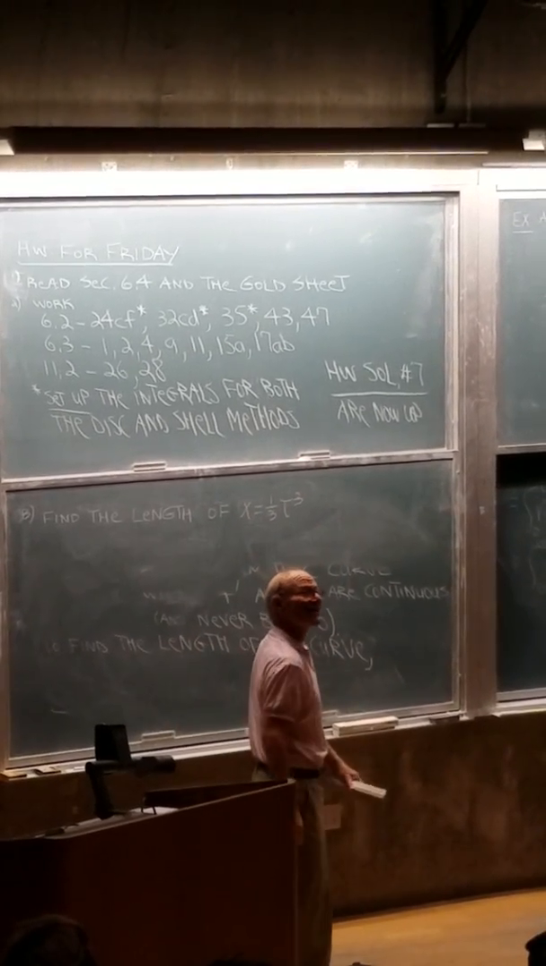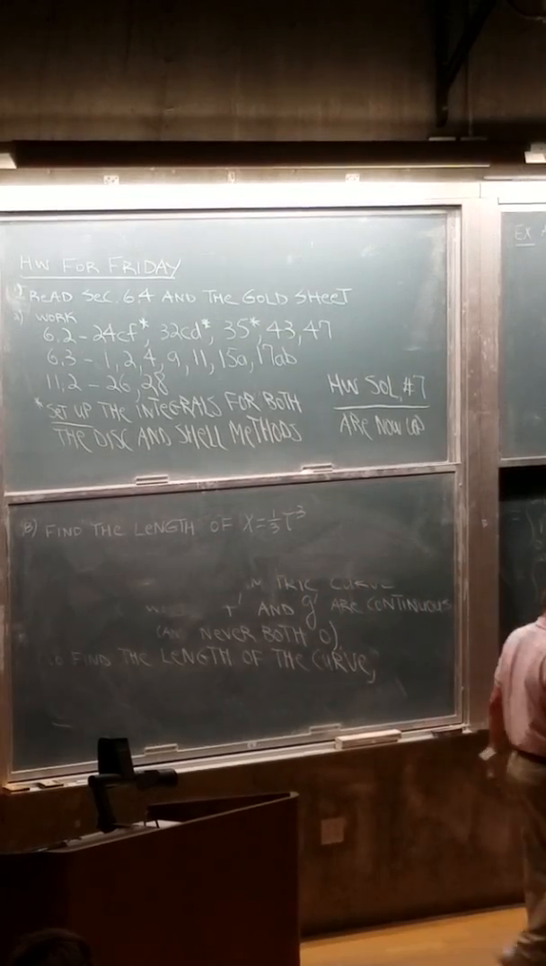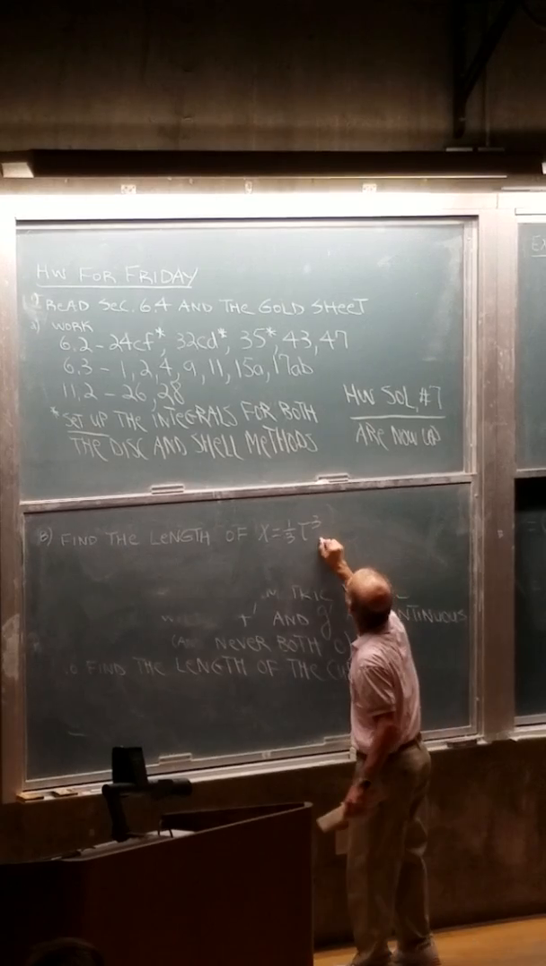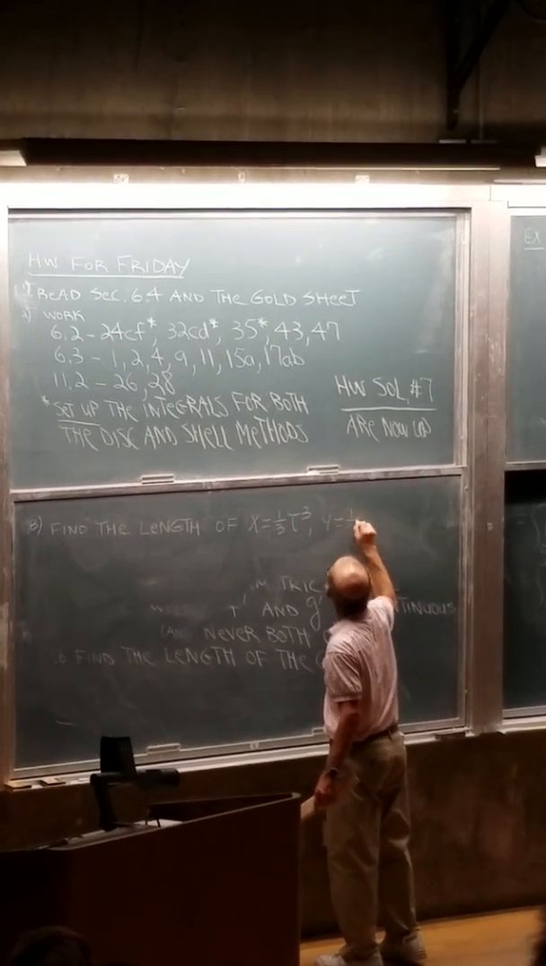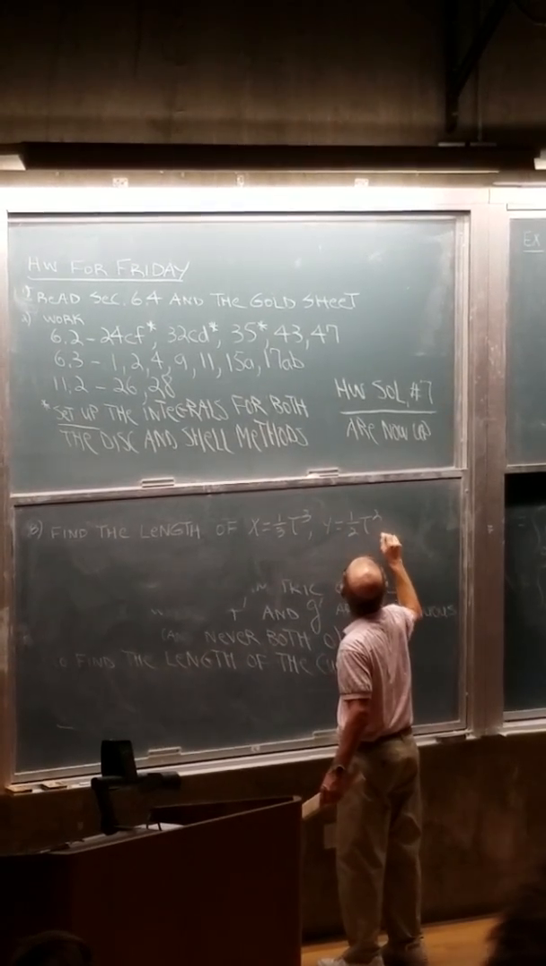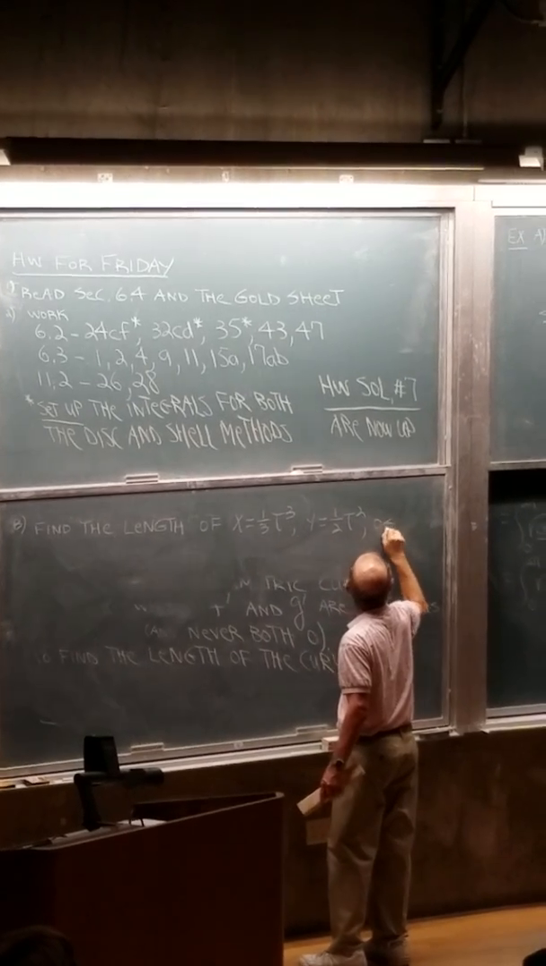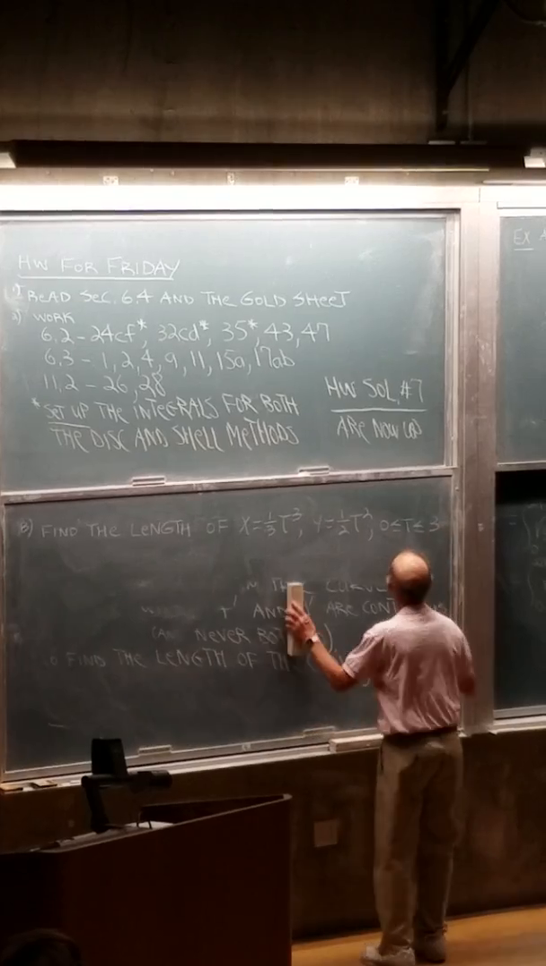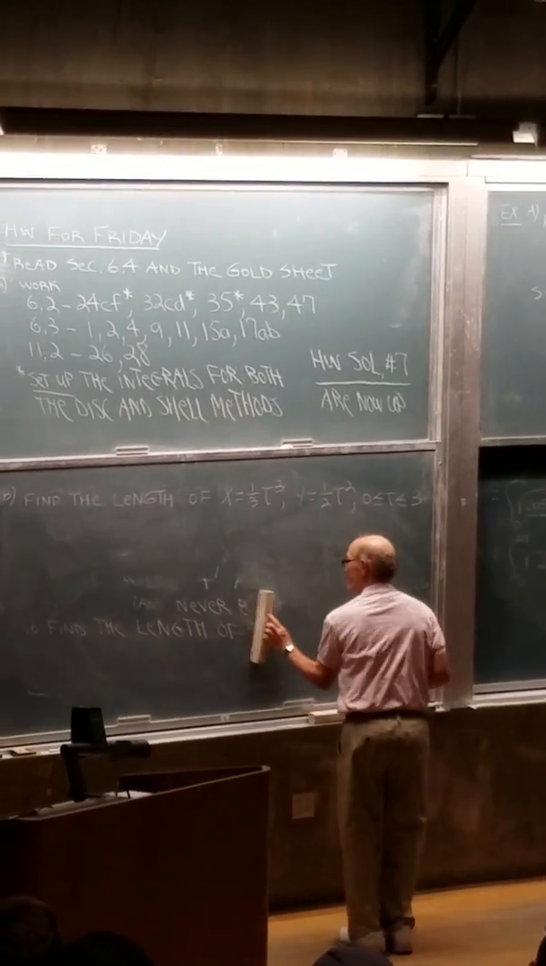Does that look okay, what we got in the last example? We have x equals 1/3 t cubed, y equals 1/2 t squared, and let's say t goes from 0 to, let's say, 3. Okay, let's try to find the length of this curve.